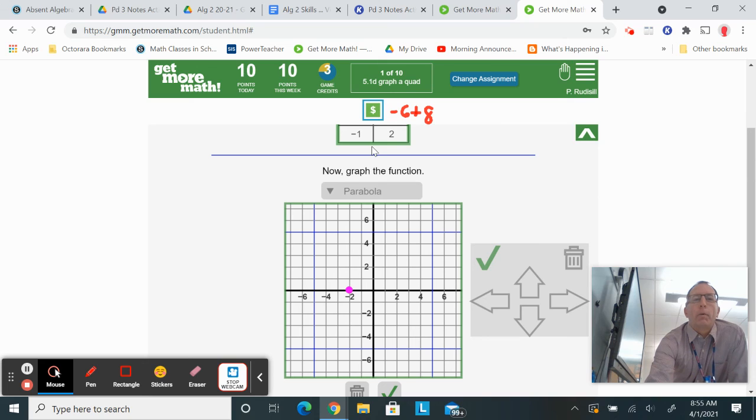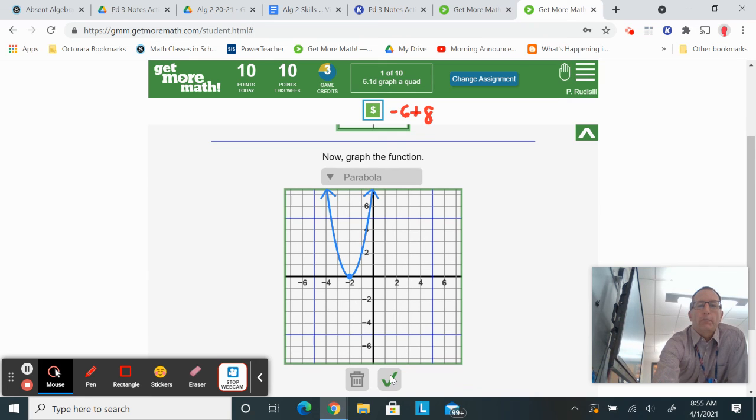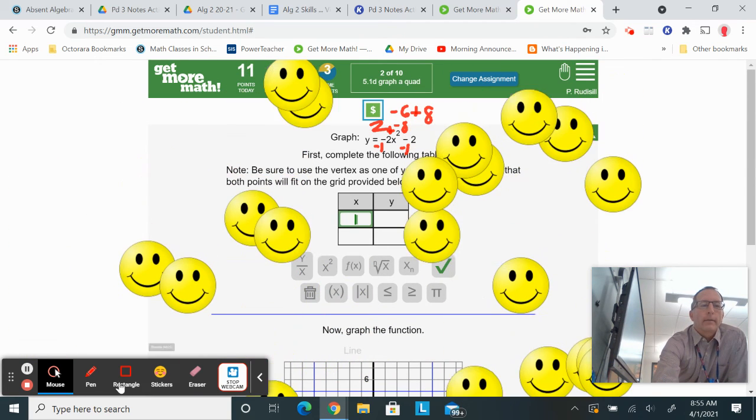And then I need to graph one more point. Negative 1 is x, and y was 2. So it automatically gives you a parabola that folds over the line of symmetry, and we told it the vertex. And if that vertex is correct, hopefully we got it right.